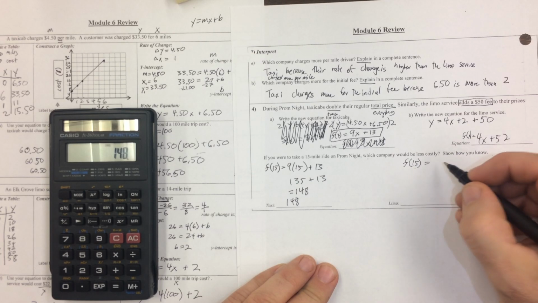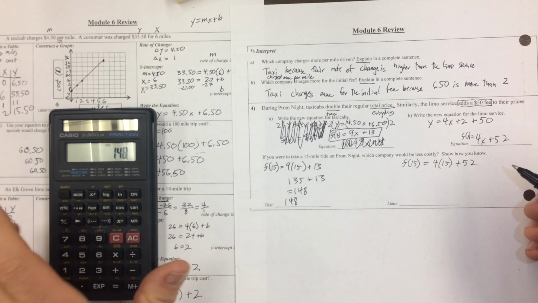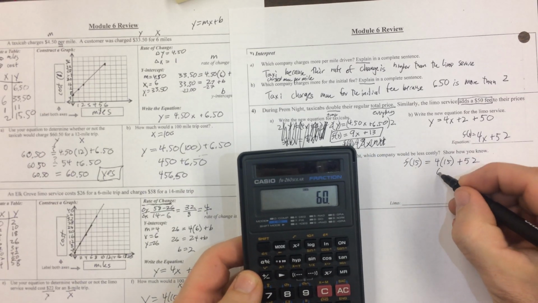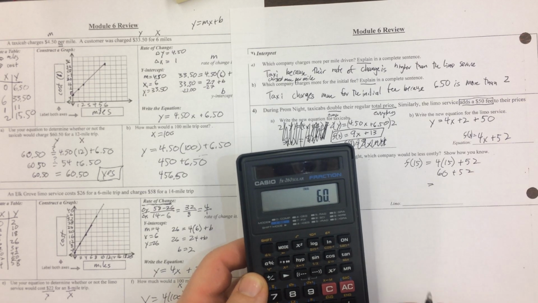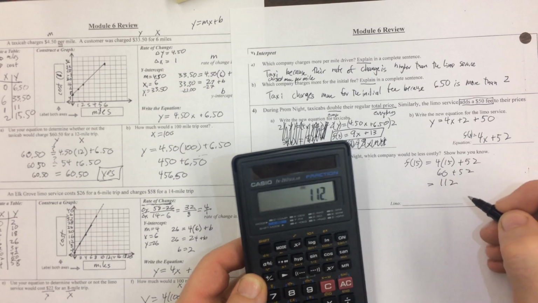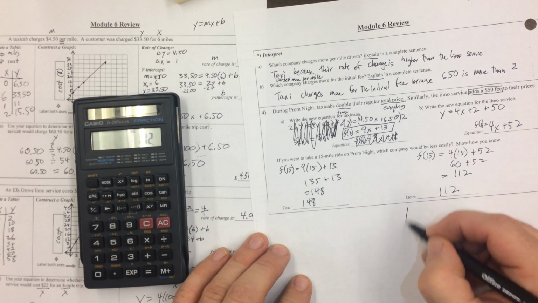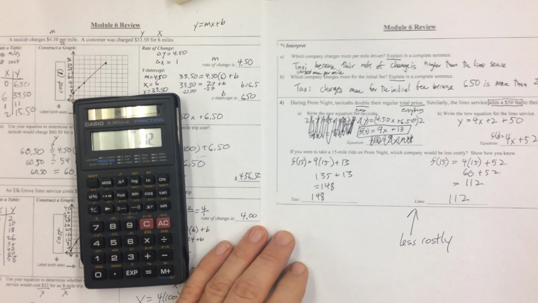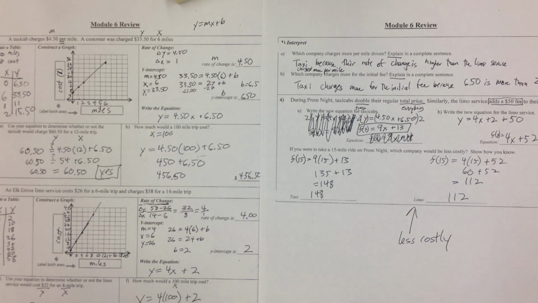All right, here we've got our function of 4 times 15 plus 52. So this is 60 plus 52, which equals 112. So 112. Limo is less costly. Okay, there's your quiz review.